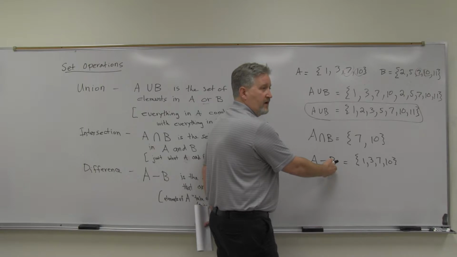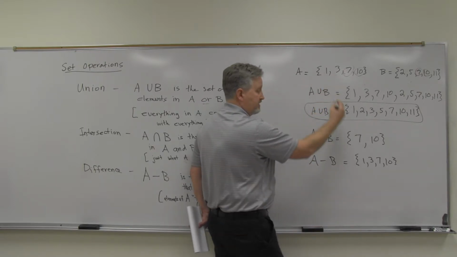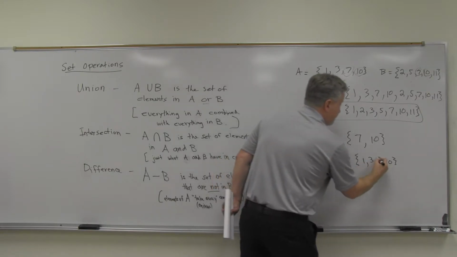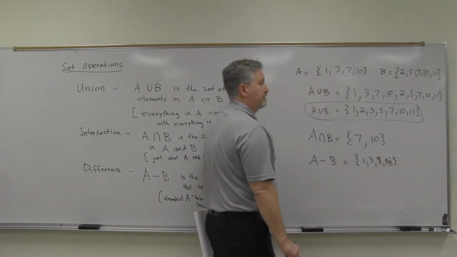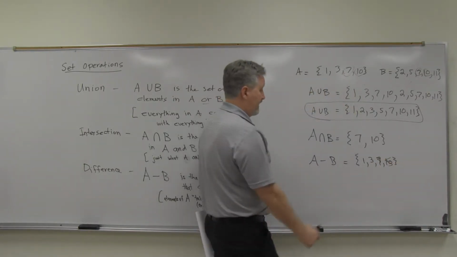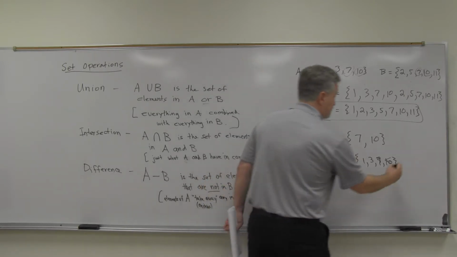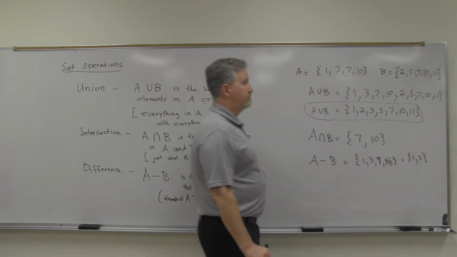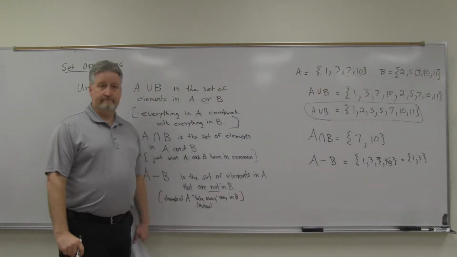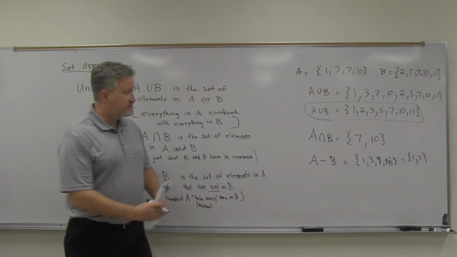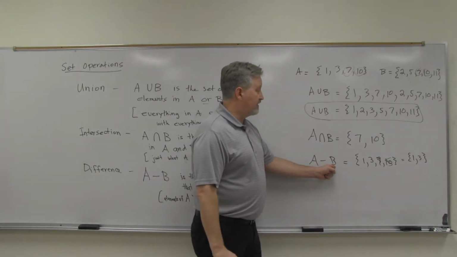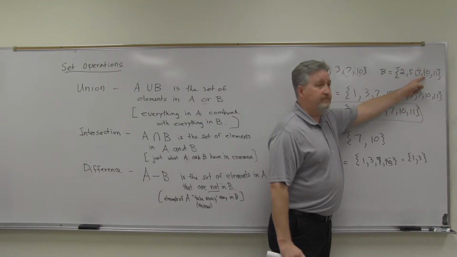And then I'm going to take away from it. So let's start with A. Now, what do I take away here? 7 and 10. So take away 7 and 10, what do you got? 1 and 3. So you start with A, which is 1, 3, 7, 10, and take away the ones that are in B. So aren't 7 and 10 in B? Yeah. Okay.